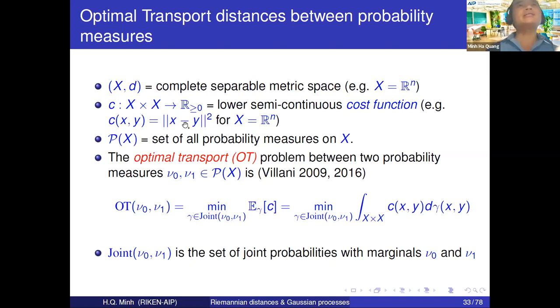And let's suppose that P(X) is the set of probability measures on X. So the optimal transport problem between two probability measures, mu zero and mu one, is given by this formula here. We just minimize the cost function C according to a joint measure gamma(x, y) between mu zero and mu one, where gamma is in the set of joint probability measures with marginals mu zero and mu one.